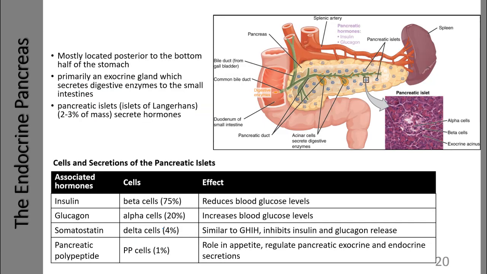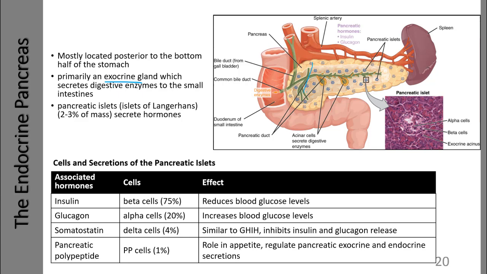The last group of hormones that I want to cover are the hormones that are produced in the endocrine pancreas. So when we look at the pancreas, over 90% of the cells in the pancreas have an exocrine function. So they produce stuff, but the stuff that they produce, the digestive enzymes, the pancreatic juice, is not secreted into the bloodstream, but it's secreted into the small intestine.